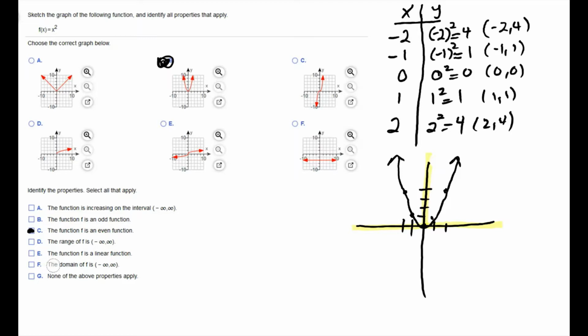The next one says the domain of f is -infinity to infinity. The domain of this function is -infinity to infinity because f of x equals x squared is a polynomial function, more specifically a quadratic function. We can also see from our graph that every x value is covered from -infinity all the way to +infinity. So I would select the domain is from -infinity to infinity. The final statement says none of the above properties apply, and we've selected 2, so that one is not part.